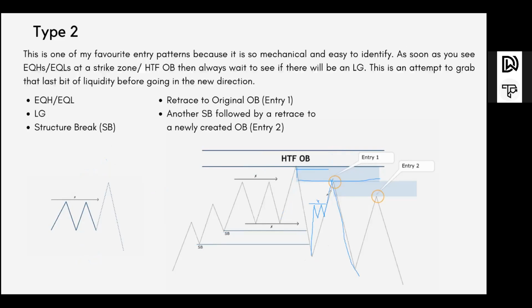You see how we are stacking the confluences and creating the story. We're telling a story of what price is doing. And that is how we're doing it. Then price returns to this first order block. That is our entry 1.